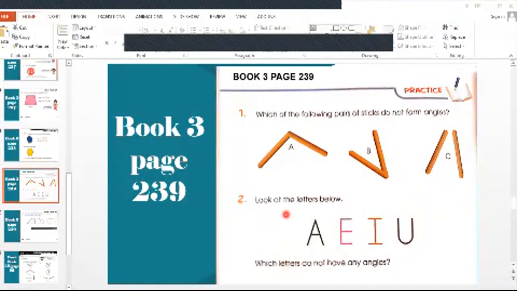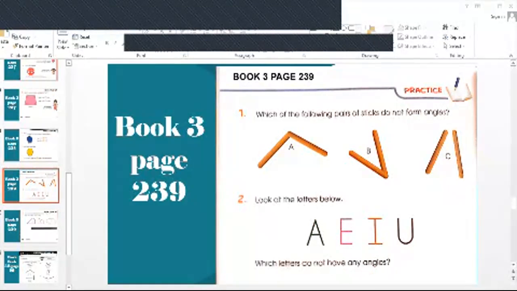Okay, for the last question, look at the letters below. Your teacher is saying look at the letters A, E, I, U. They're literally vowels, only O is missing. Which letter does not have any angle? The question is which letter on the screen does not have even a single angle. So everyone quickly start thinking, and I'm sure my boys will figure it out. Type your answers in the chat box.